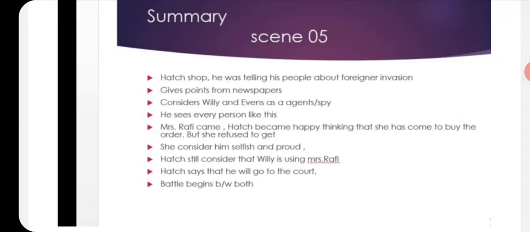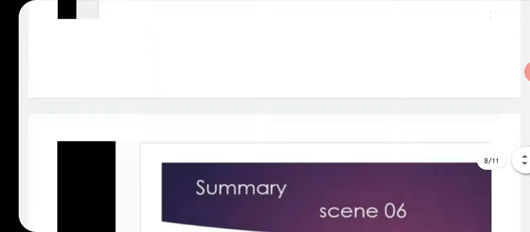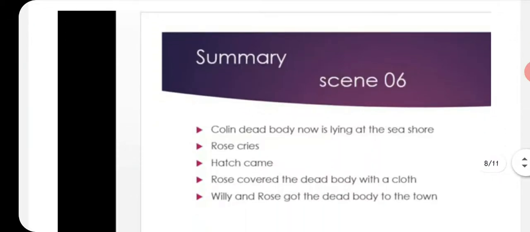But she considers him selfish and proud and says that he was given the duty of coast guard, but he hasn't done his duty properly. Hatch still considers that Willie is using Mrs. Rafi, and Hatch says that he will go to the court, and a battle begins between both of them. And Hatch stabs Mrs. Rafi with his knife and runs away.